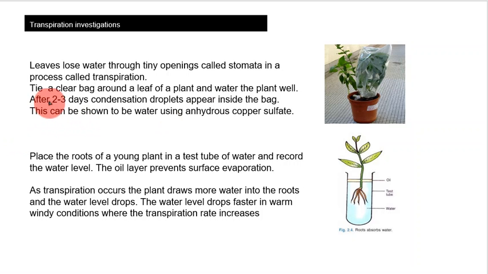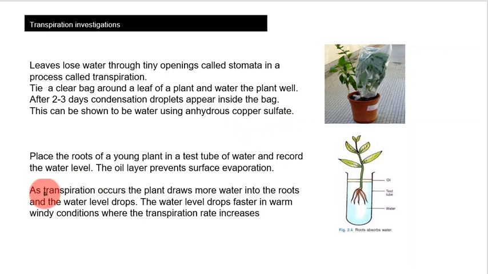So if you tie a clear bag around a leaf of a plant and water the plant well, after 2 to 3 days, condensation droplets appear inside the bag. This can be shown to be water using anhydrous copper sulfate. So you can take this out and you can test it to see that it is indeed water using the copper sulfate.